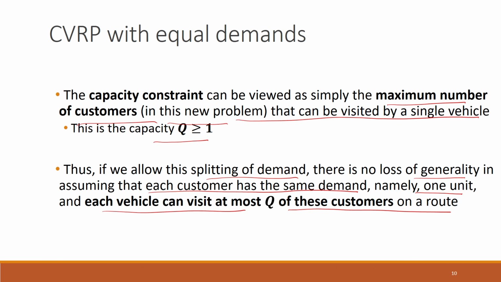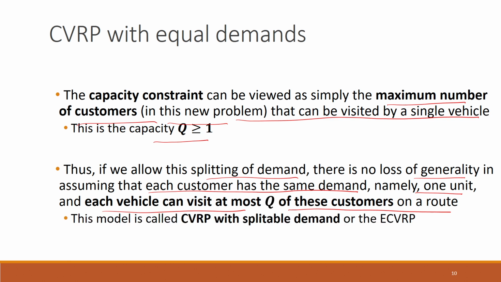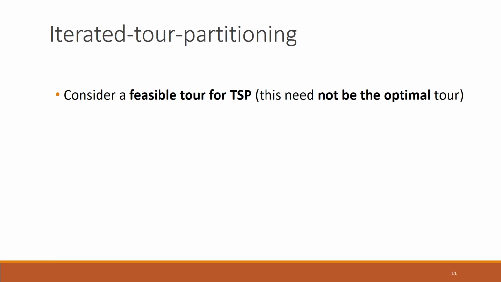Okay, so this sums up the discussion: since everyone is fine with getting multiple deliveries of the product that they are asking for, there is no loss of generality in assuming that each customer has the same demand of 1 unit and each vehicle will visit at most q of these customers on a route. So this model is called CVRP with splittable demand, or eCVRP. Here the E in eCVRP stands for equal, that is, every customer is asking for the same amount of a product, which is 1 unit. Okay.